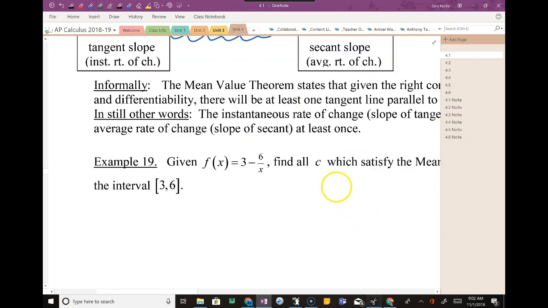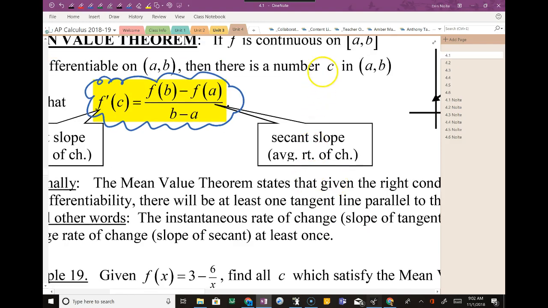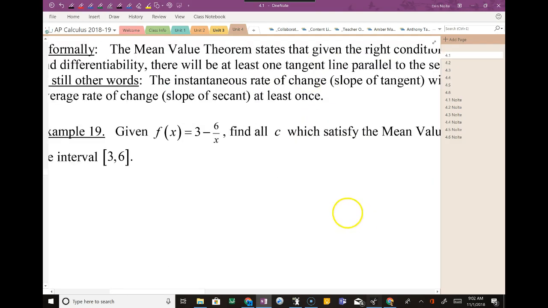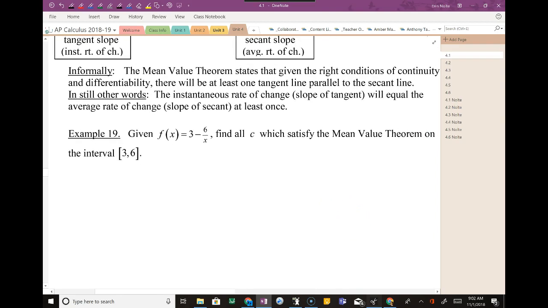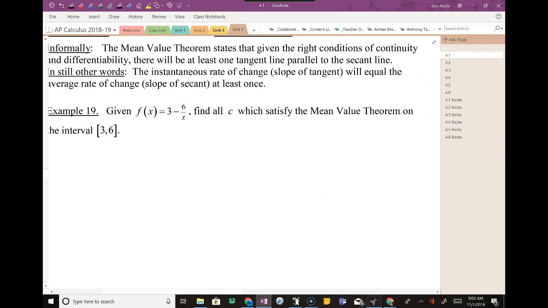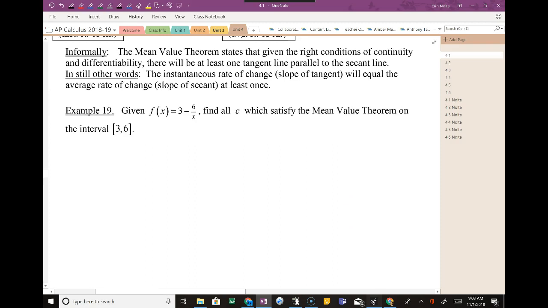Okay. All right, here we go. So question number 19 is now the mean value theorem. We're going to try to find where the slopes are the same. Do you want to work with the secant part or the tangent part? Secant part first. Doesn't matter which one.